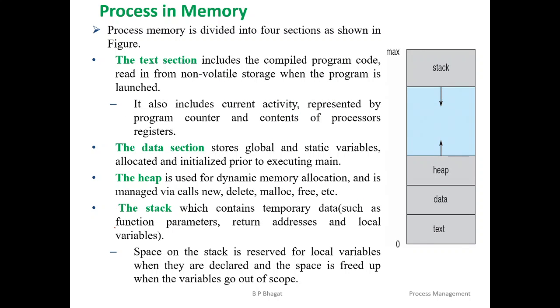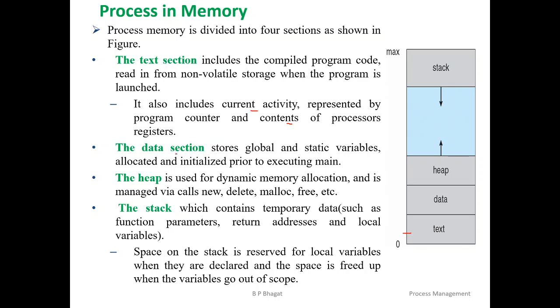Now let us see how the process looks in memory. These are the different sections that are available in main memory related to the process. The first is the text section, which includes the compiled program, which is read from the non-volatile storage when the program is launched. It also includes the current activity, which is represented by the program counter, and it contains the contents of the processor registers.